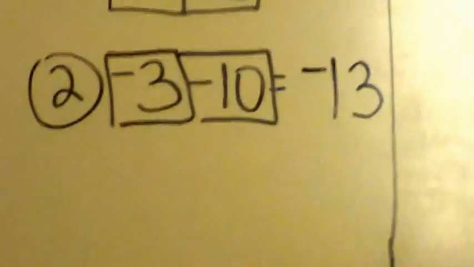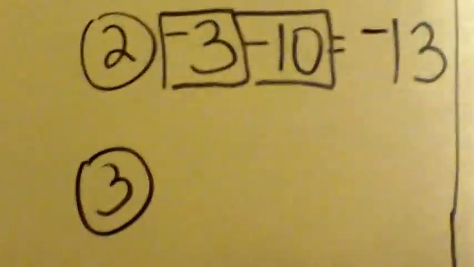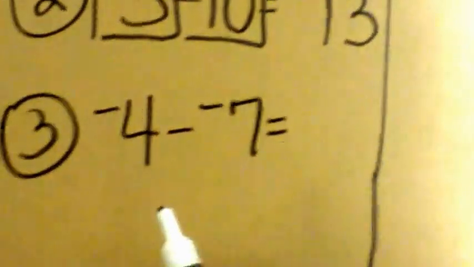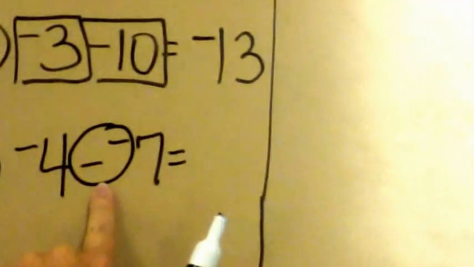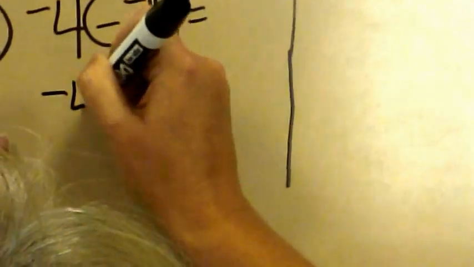Let's do another one. -4 minus -7. Do I have some double signs? I do. Right here, butted up next to each other. They're the same. So what do I change it to? Plus. So I'm going to rewrite the problem: -4 plus 7.